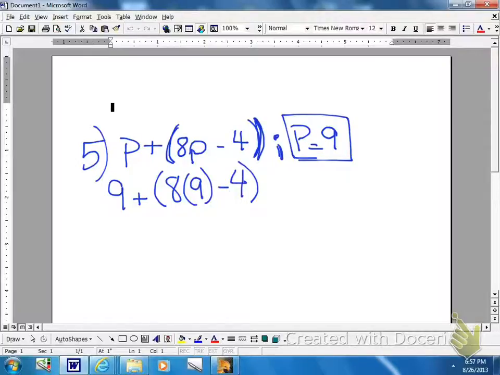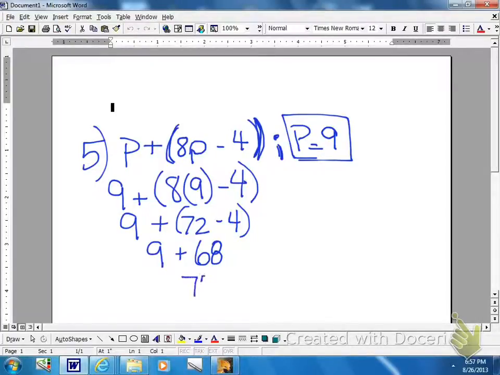So you do what's in the parentheses first, and again, even in the parentheses, you still have to use the order of operations. So I'm not going to subtract first. I'm going to go ahead and multiply 8 times 9 to get 72. Write it down. Don't forget 9 plus. And then I'm going to take 4 from 72. I'll have 68 plus 9. And if I add 9 to 68, I would get 77.